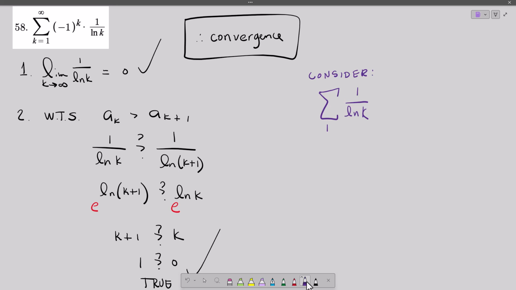With the comparison test to 1 over k. So 1 over k, we know that that one diverges, because it's harmonic. So we would want to show bigger than diverging diverges. So if we can show that the a sub k's are bigger than the b sub k's, then we're done. Then we've shown divergence.